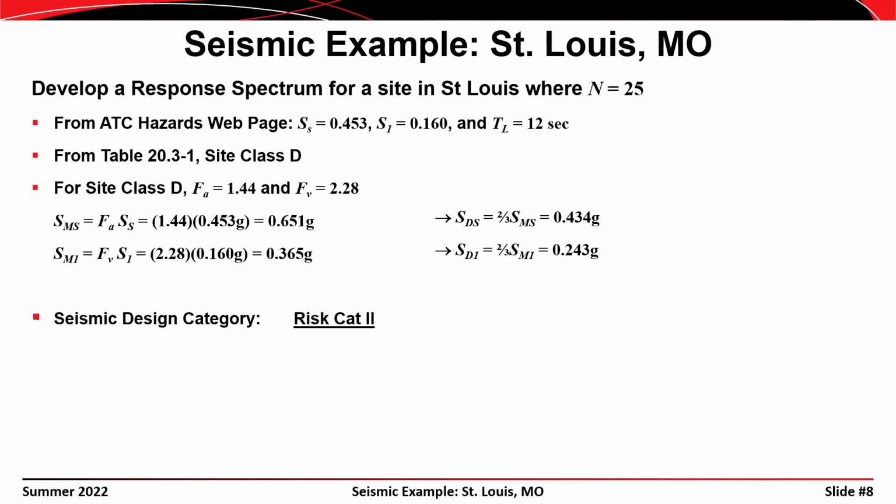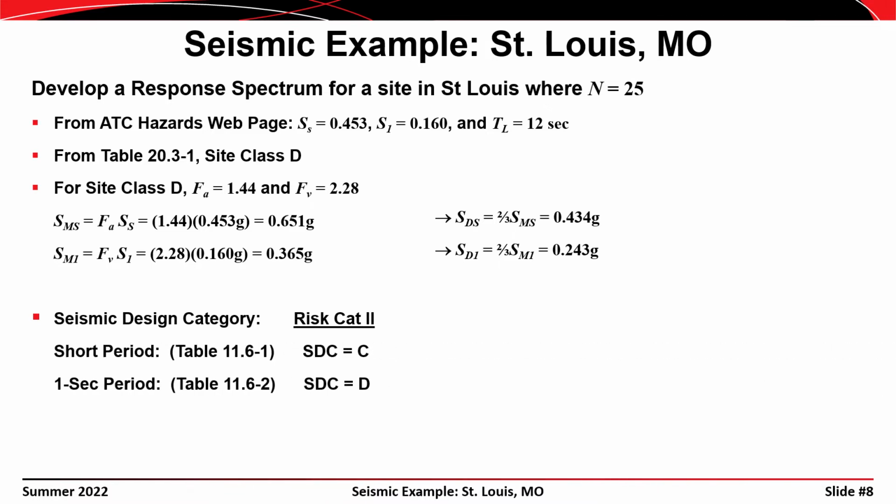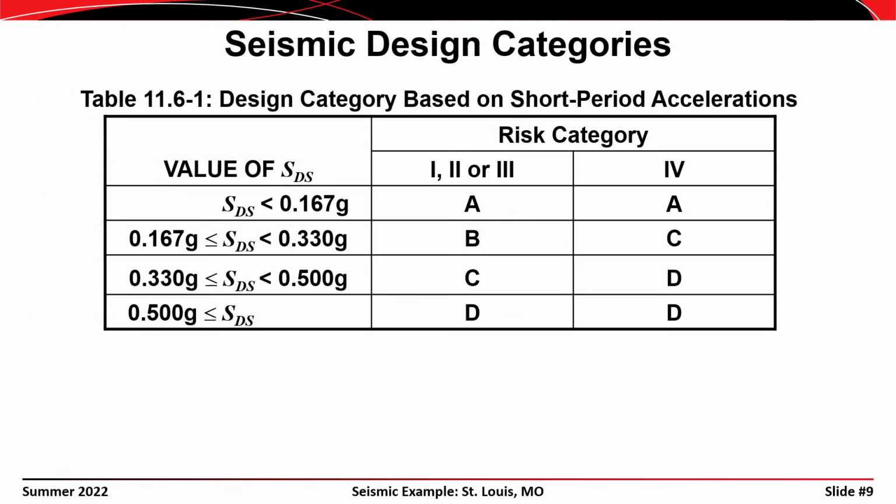Next, we can look up the seismic design category, and for a risk category 2 structure, we'll find that we are in a seismic design category C based on the short period acceleration, and that we are in a seismic design category D for the 1 second period acceleration. These seismic design categories come from tables 11.6-1 and 11.6-2.